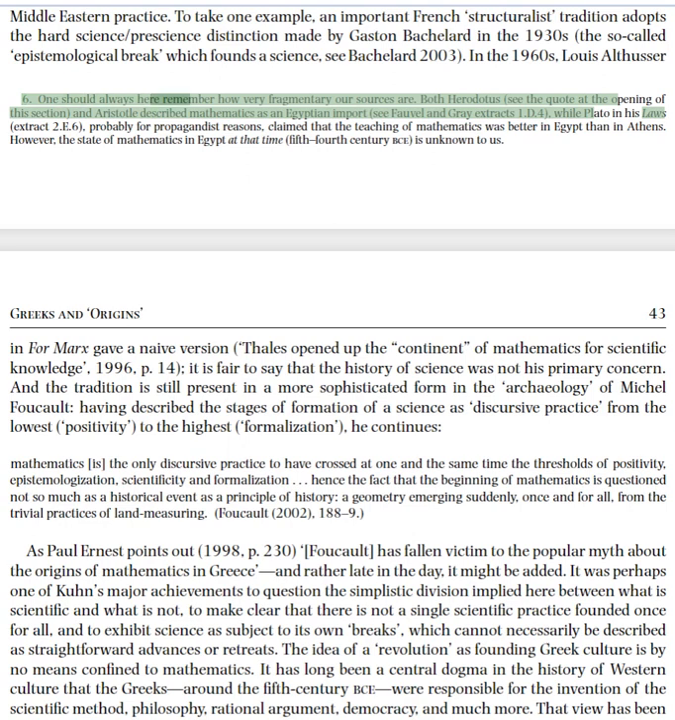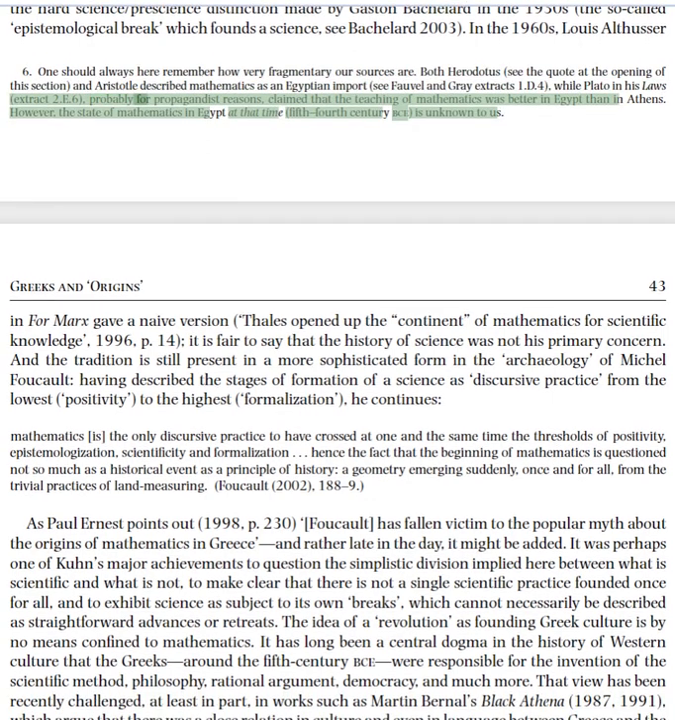6. One should always here remember how very fragmentary our sources are. Both Herodotus and Aristotle described mathematics as an Egyptian import, while Plato in his Laws, probably for propagandist reasons, claimed that the teaching of mathematics was better in Egypt than in Athens. However, the state of mathematics in Egypt at that time is unknown to us.